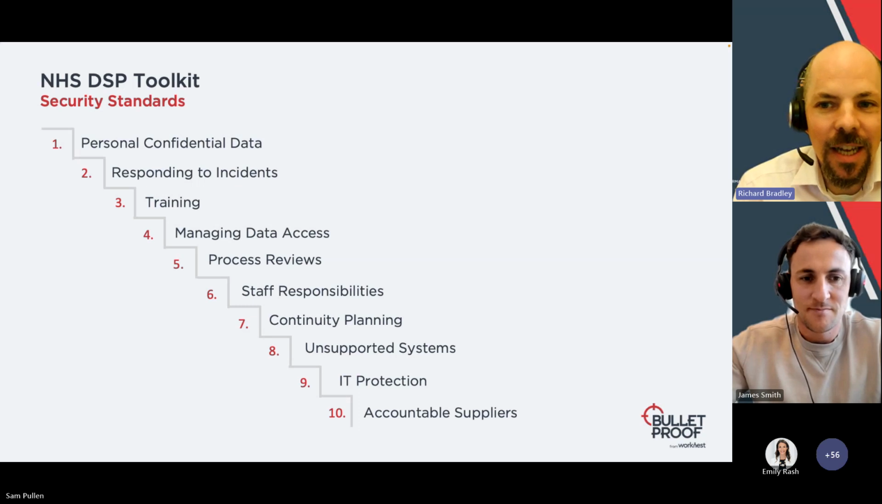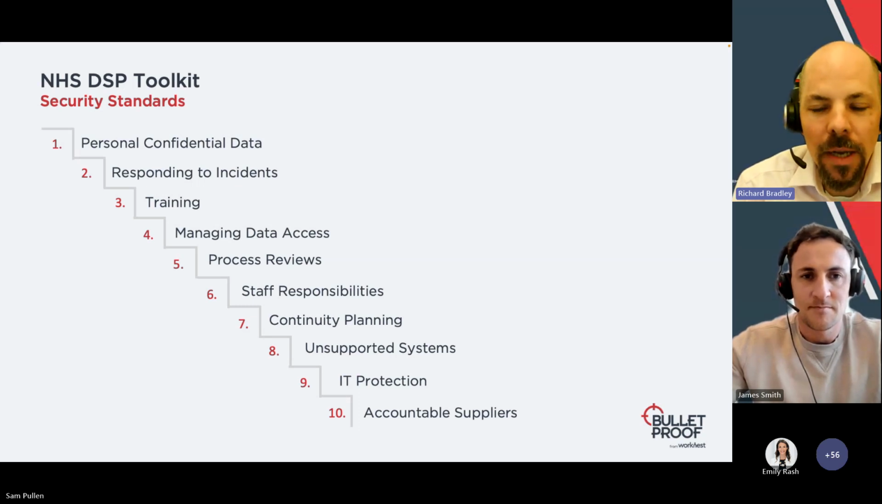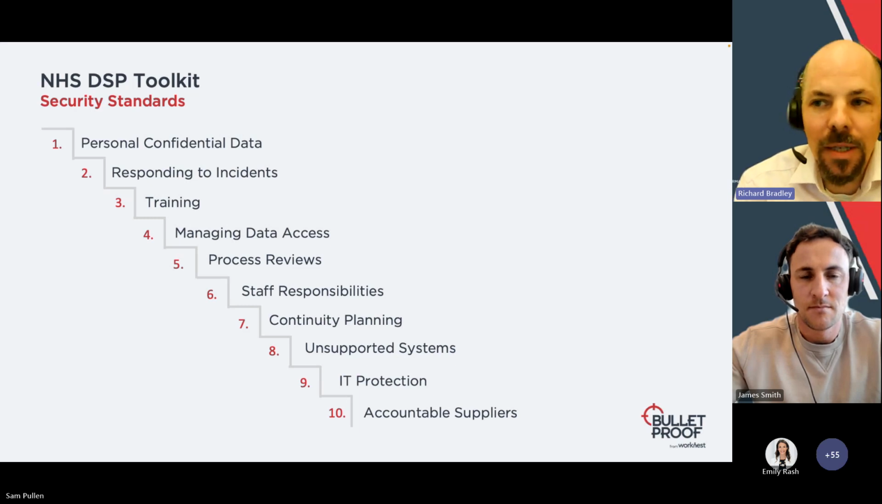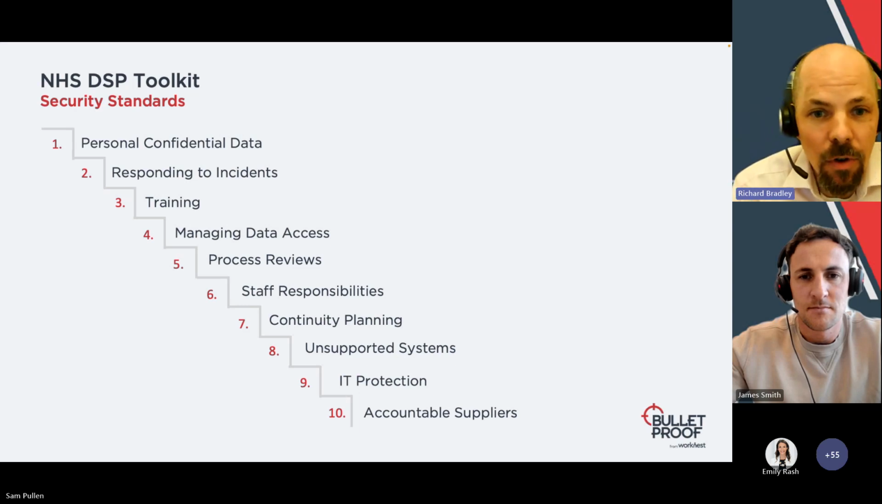So the first standard is personal confidential data. This standard is all about making sure that you're only using the right amount of data and only for lawful and appropriate purposes. Your staff understand how to strike the balance between sharing information and protecting it. For example, they may need to share it with other people to protect a patient or someone else, or in order to prevent some untoward activity from happening.